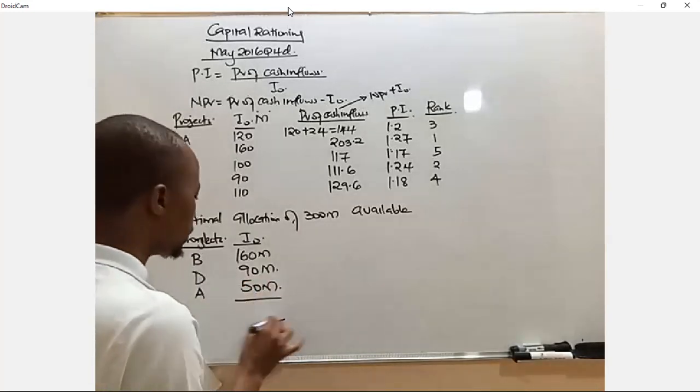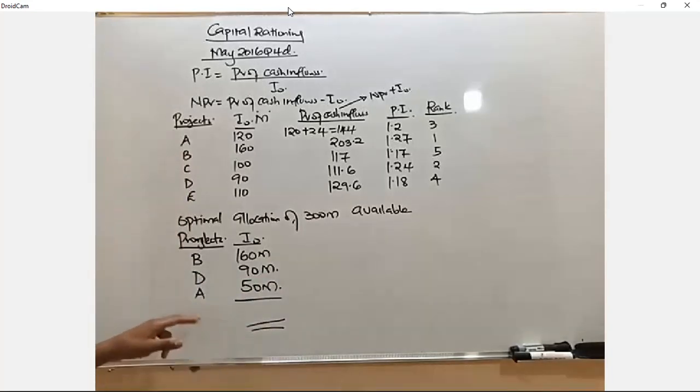If we were dealing with indivisible projects, we could already have invested in the first two, then we have a surplus of 50 million. But because we are dealing with divisible projects, we can invest partially in certain projects. Now, from there, we just want to calculate the NPV of these projects which we are dealing with.